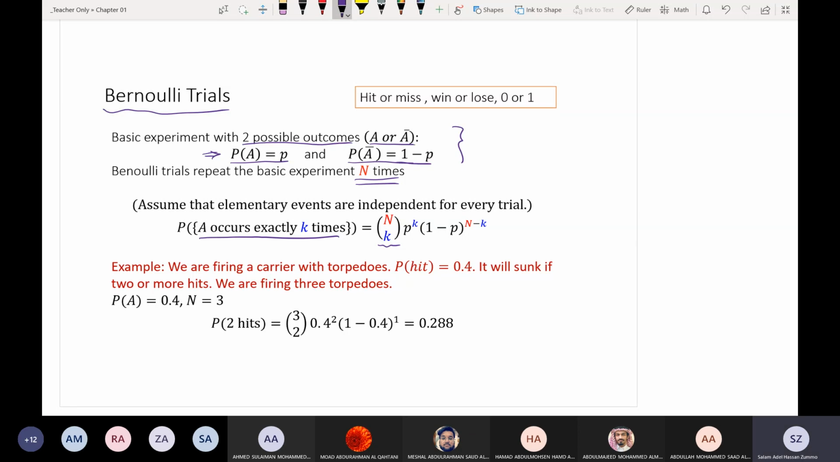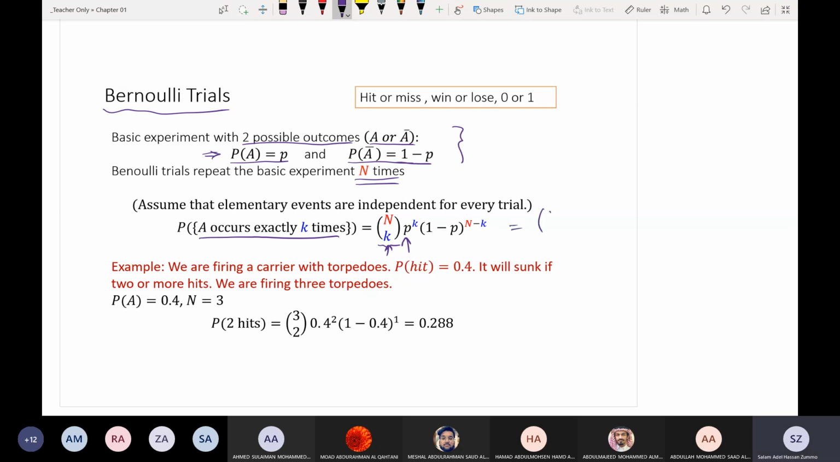It's the number of combinations. Order doesn't matter. I didn't say that A happens the first time or the second time. It doesn't matter for me where the k times out of n A happens. What matters is that A occurred k times out of n. So it's a combination, n choose k, multiplied by the probability of A to happen, repeated k times. So it's p to the power k.